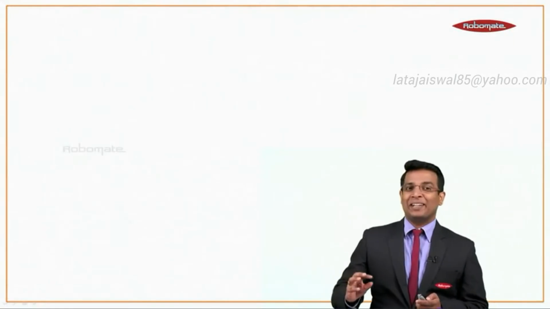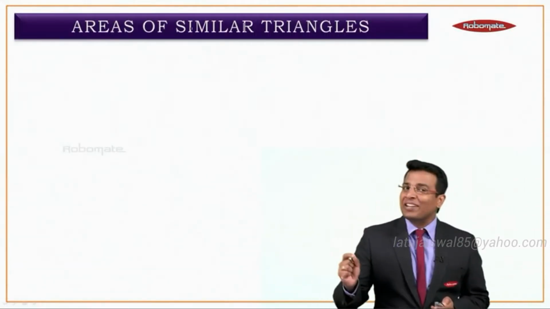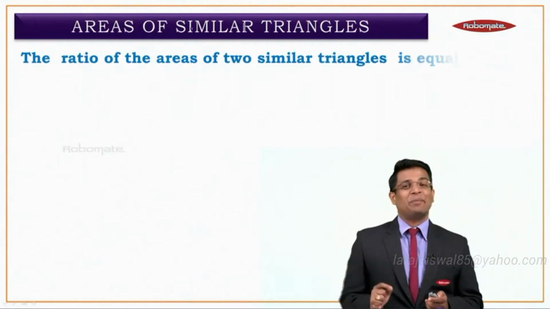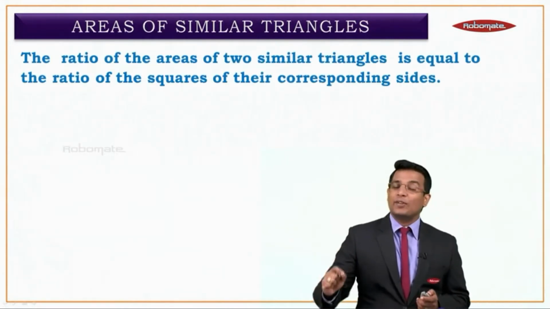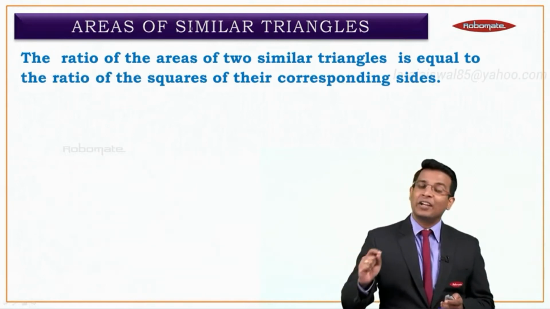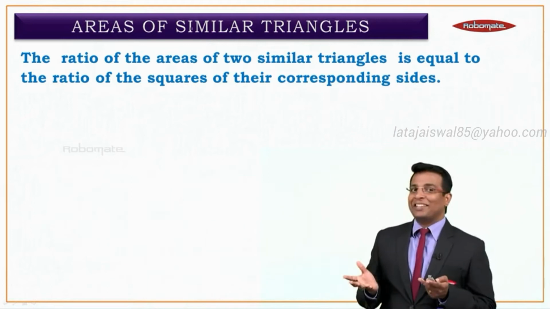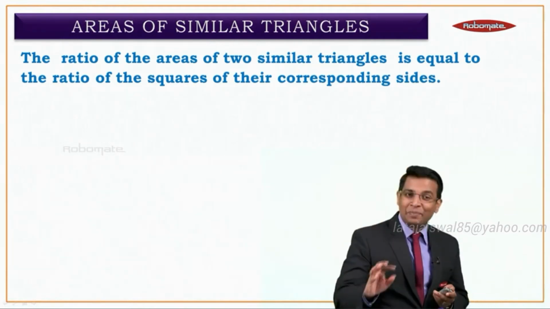Very important concept. Let's see the statement. The name of the concept is areas of similar triangles. Now let's see the statement. It says the ratio of the areas of two similar triangles is equal to the ratio of the squares of their corresponding sides. Now when you read the statement the first time, you won't understand anything. Let's understand it in bits and pieces now.